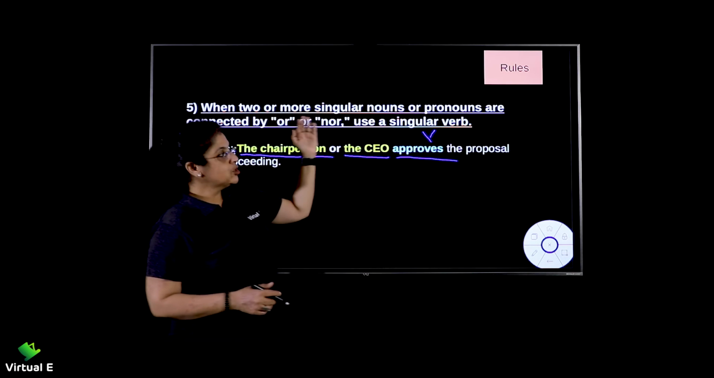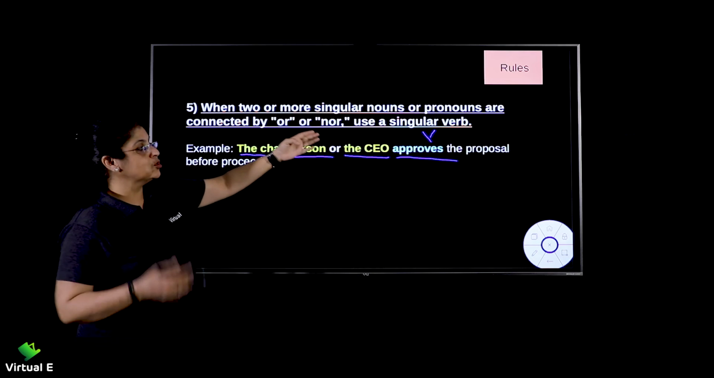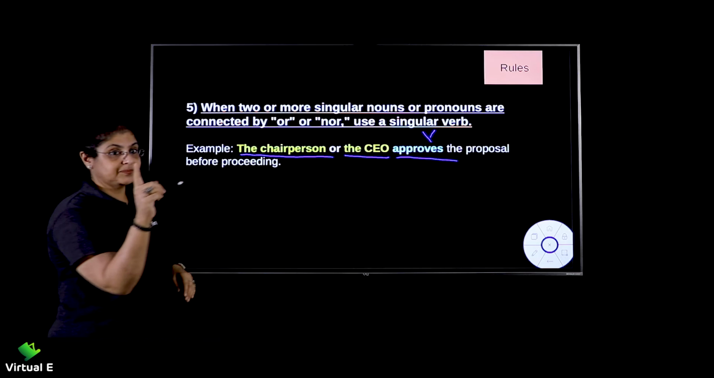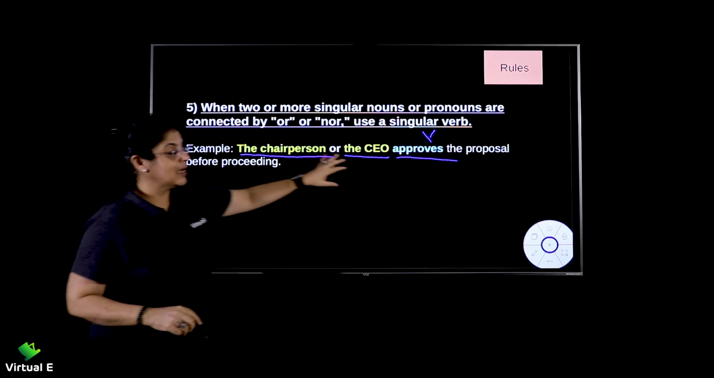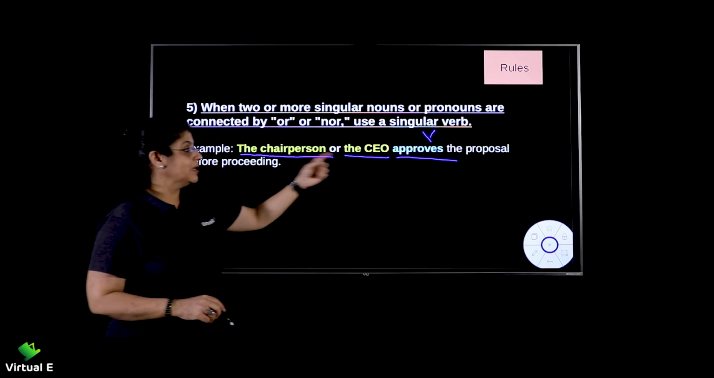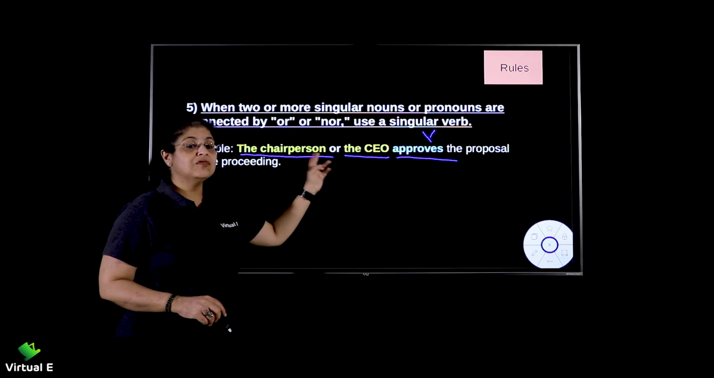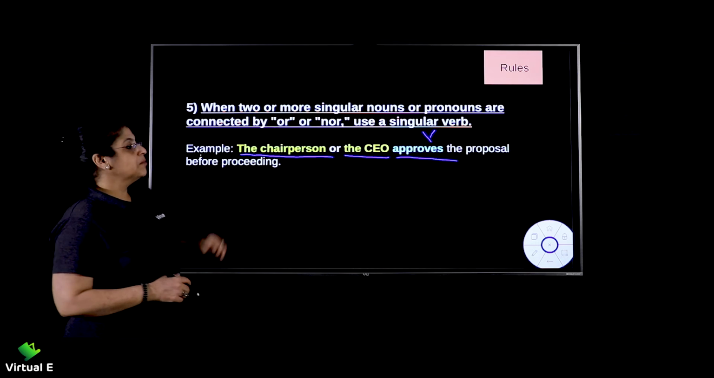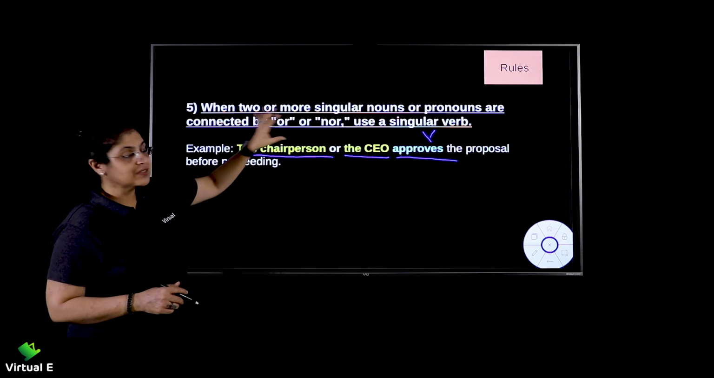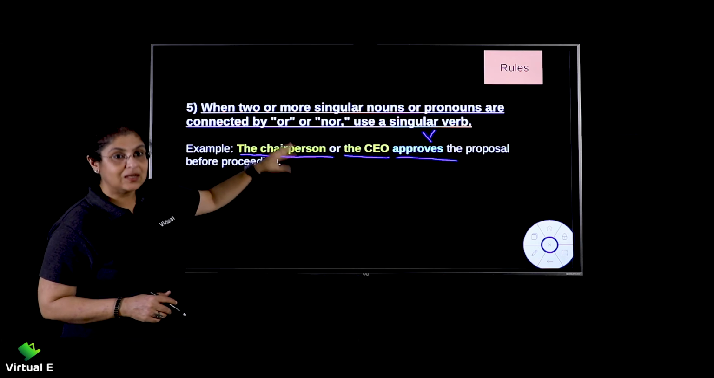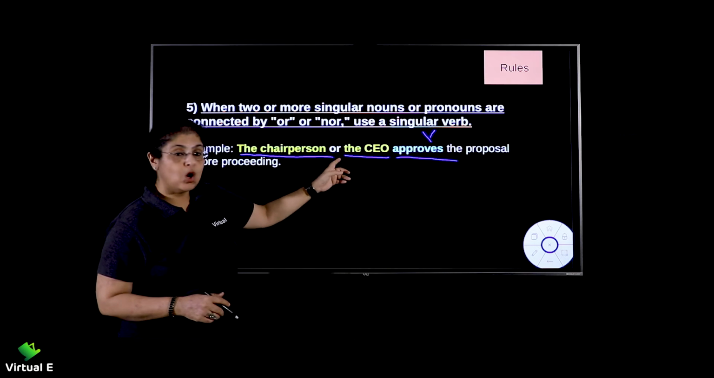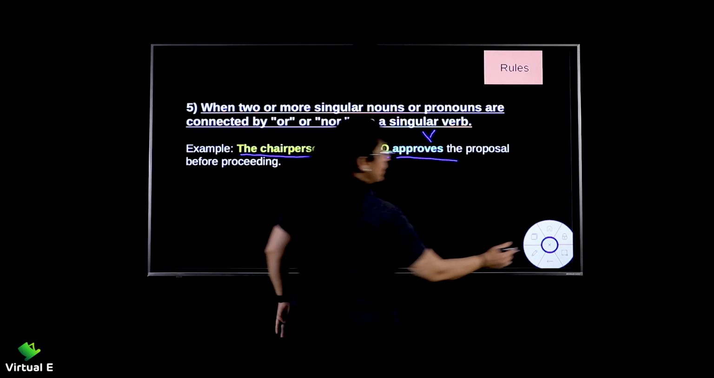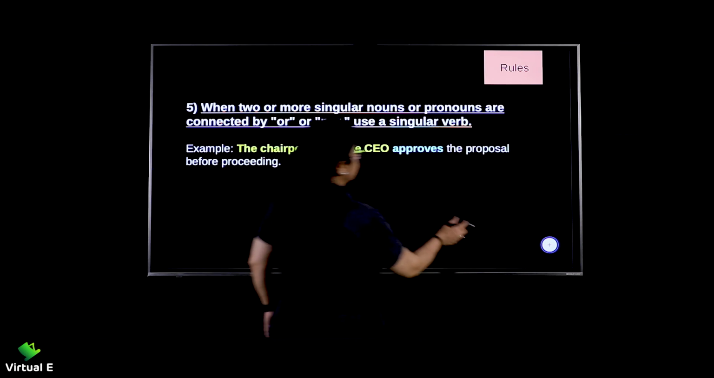So when you have two nouns, that's two singular nouns or pronouns. Now see one very important thing, both these nouns are singular. Remember this, both these nouns are one person, chairperson is one and the CEO is one. So any of these one characters approves the proposal before proceeding. So when you have such a thing where your nouns are singular and they are connected by or nor, right, any one of them, in that case we will use a singular verb.